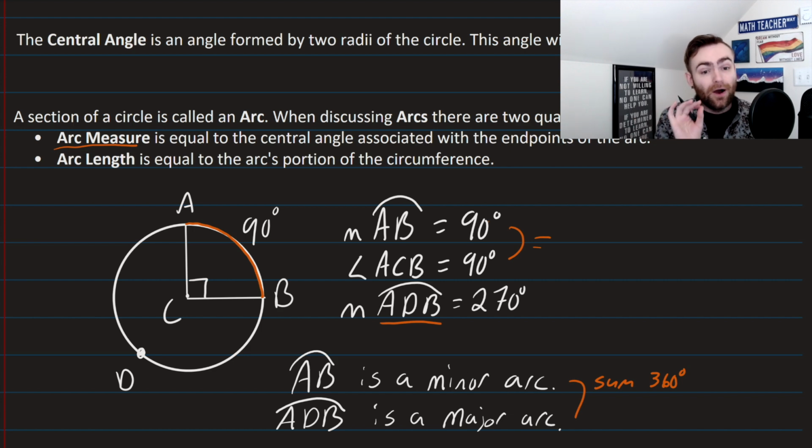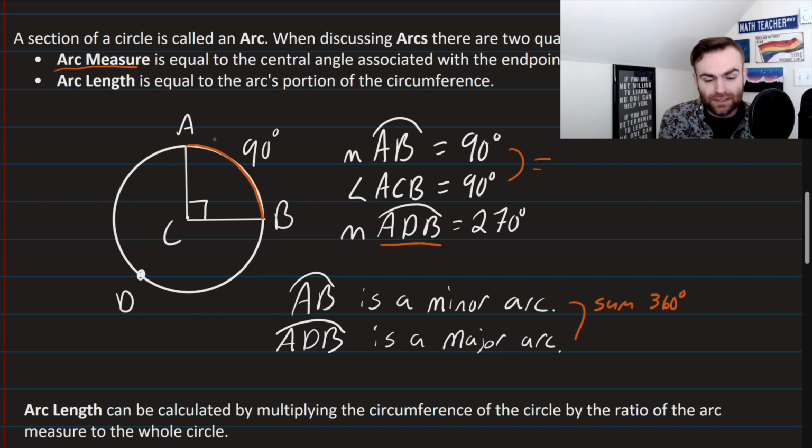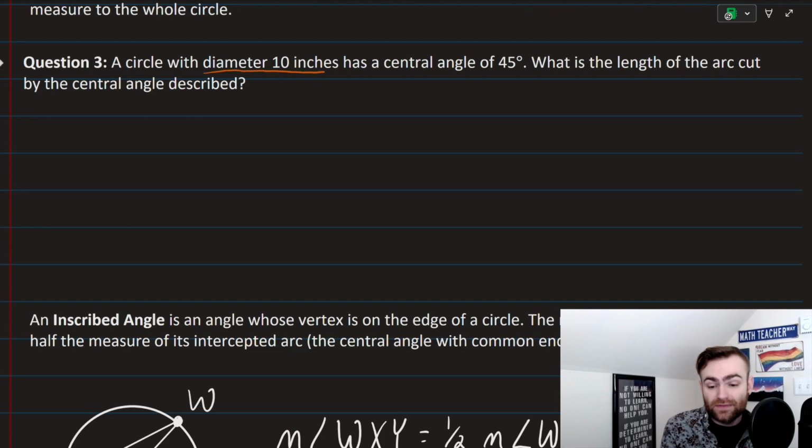There we go. Arc length is the portion of the circumference. How much of the circumference do we actually have? The distance being traveled here. That is found by multiplying the circumference by the fraction of the circle that we have. So let's try one out. A circle with a diameter of 10 inches has a central angle of 45 degrees. What's the length of the arc?